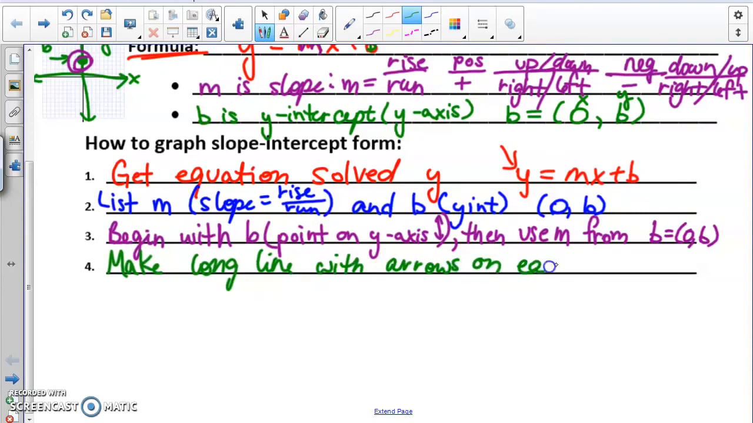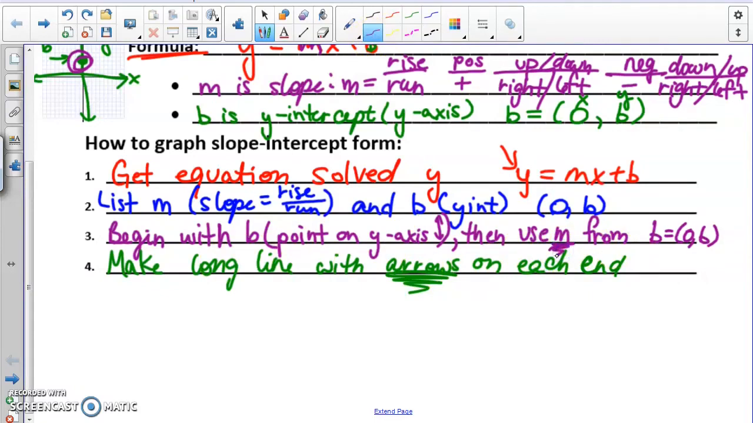Because as we write this out, remember lines are continuous. They go on and on forever, so that's why we need the arrows on each end. And remember, the m is also our rate of change, so once we start using it, we can make as many points as we need to.